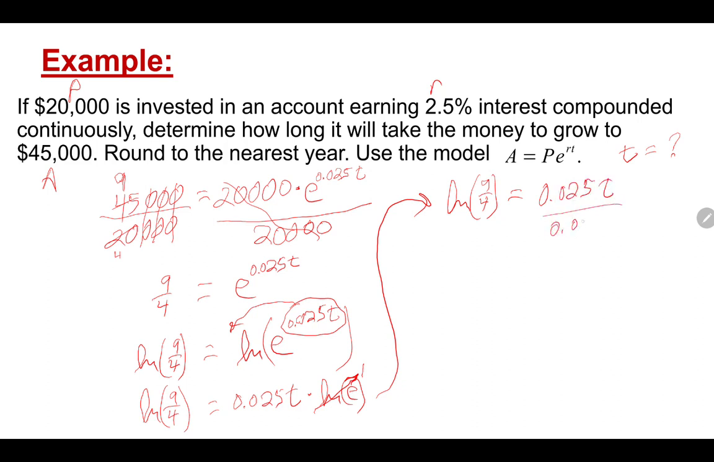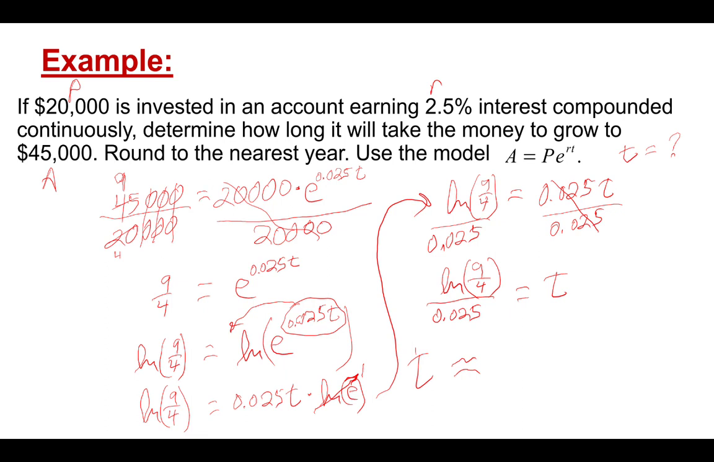I'll divide by 0.025. And I'll divide this by 0.025. This becomes 1. So t is equal to ln of 9/4 divided by 0.025, which is approximately t. Does it say round to the nearest year? So we're going to round it to the nearest year.